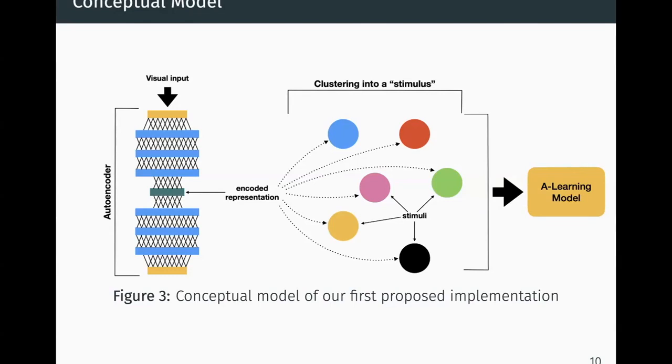It is vaguely inspired by k-means clustering, where you have a maximum number of clusters, and then you have a distance threshold. If two visual representations are quite similar, then they end up in the same cluster. If not, they end up in different clusters. And then once you have defined your stimuli in this particular way, you can just plug in those equations that I mentioned earlier and use them in your A-learning model.